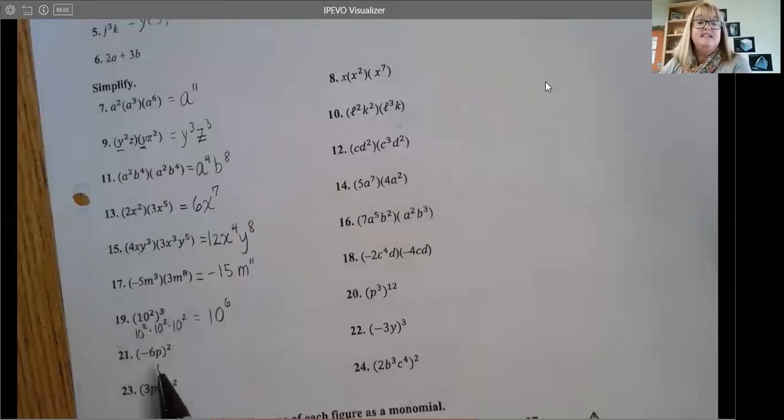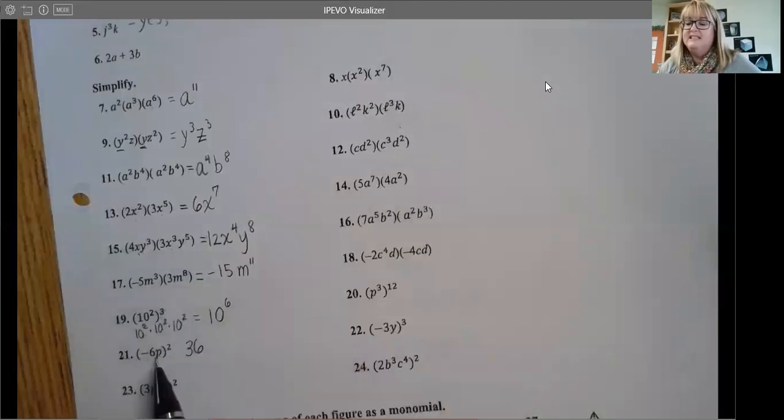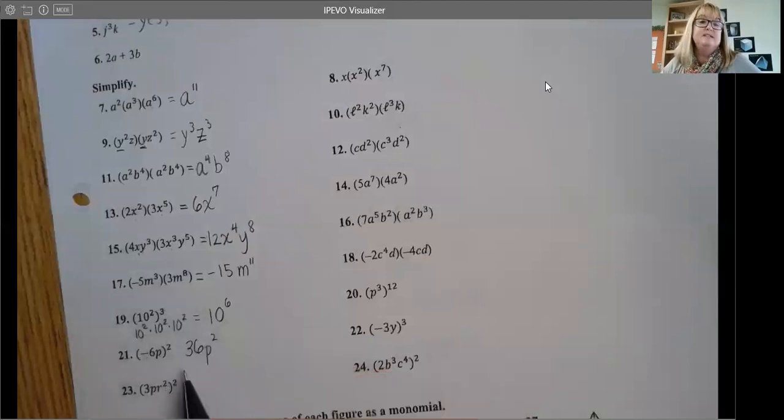All right, negative 6p squared. Now this, I want you to realize that when you're raising this to the 2nd power, you have to raise both the p and the negative 6. So negative 6 squared is negative 6 times negative 6. Negative 6 times negative 6 is positive 36. P raised to the 2nd power would just be p squared. So that is 36p squared.